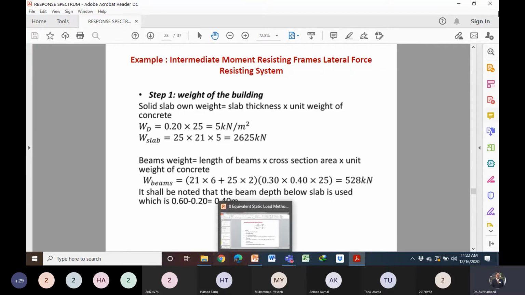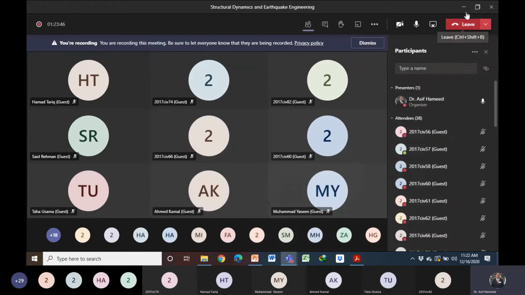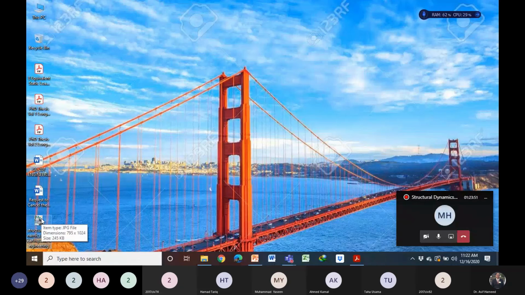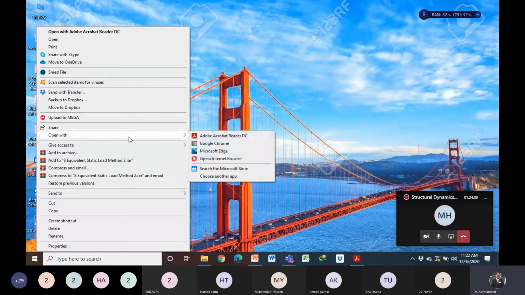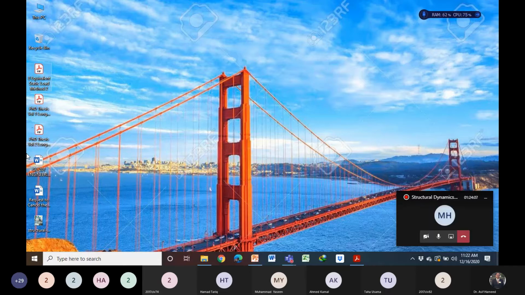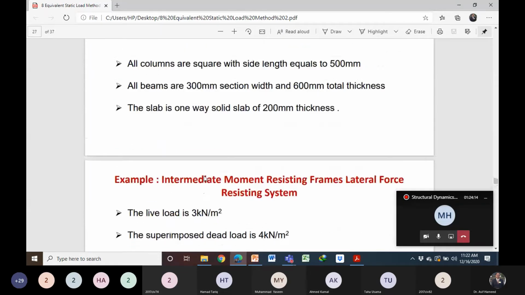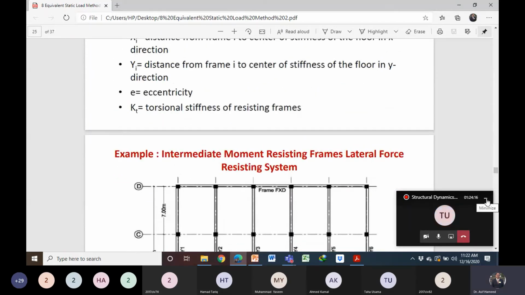Let me open the same slide because... Okay, this is the structure. Sorry.